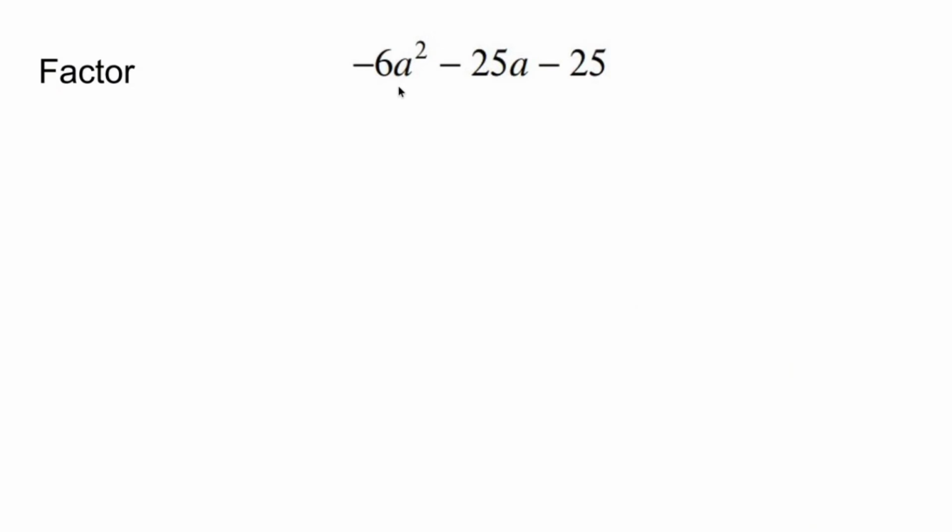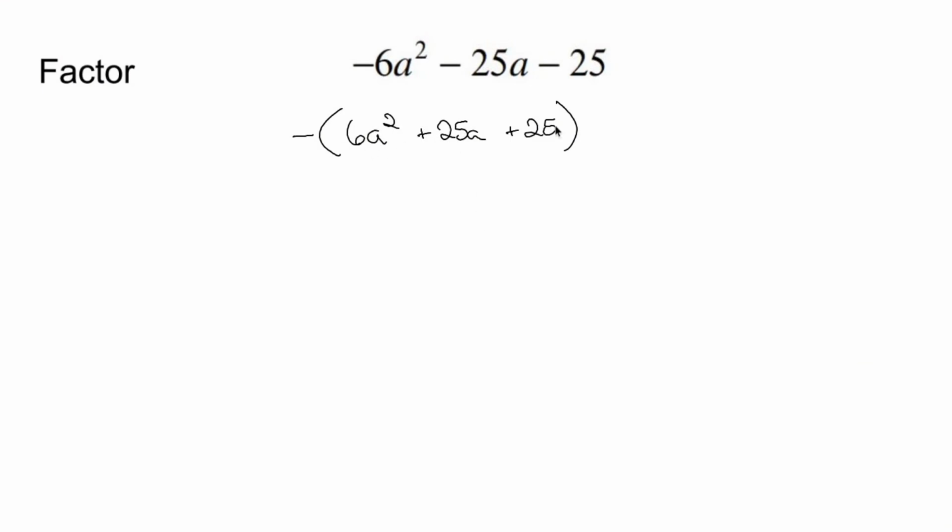Factor negative 6a squared minus 25a minus 25. Ugh. All right, this is what I want to do. First things first, I want to get rid of that negative, so I'm going to pull a negative out and have it leave me with 6a squared plus 25a plus 25. Now, is this factorable? I don't know. But this is what I can do.